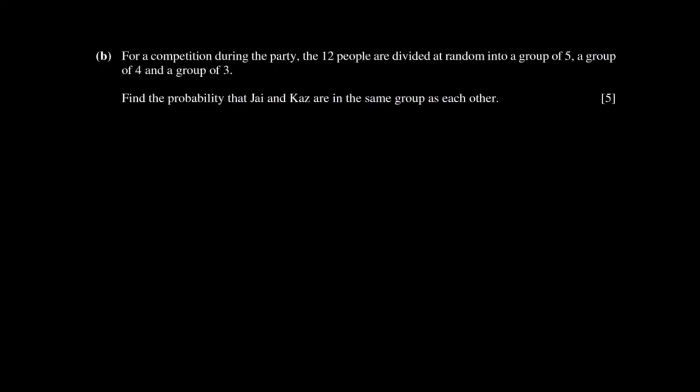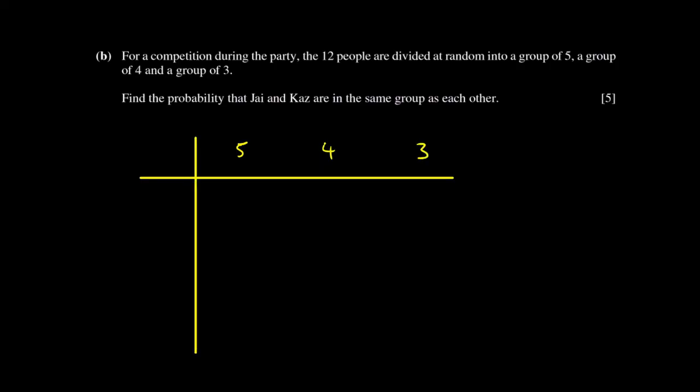So I think what I'll do is I'll draw a quick table. All right, so this will be the group of 5, the group of 4, and the group of 3. And we've got 3 different situations to consider. So let's take the first situation where J and Kaz are in the group of 5. Okay, well, if that's the case, then the group of 5 has already got 2 people in it. So we need to choose 3 people.